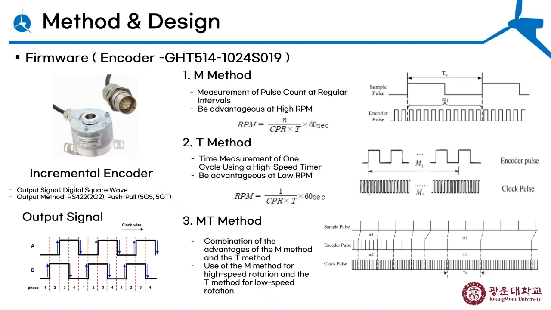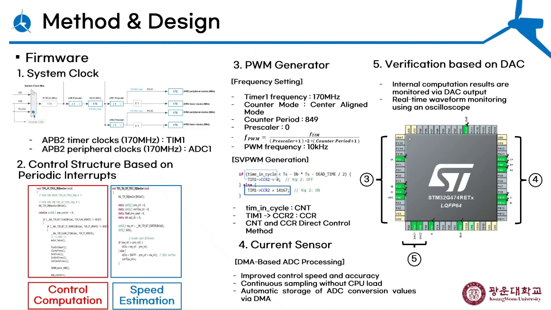There are 2 main methods for measuring speed with an encoder: the M method and the T method. The M method counts pulses in a fixed interval, good for high speeds with low CPU load. The T method measures time between pulses, accurate at low speeds but sensitive at high speeds. The MT method combines both, M for high speed, T for low speed, enabling accurate and efficient speed measurement.